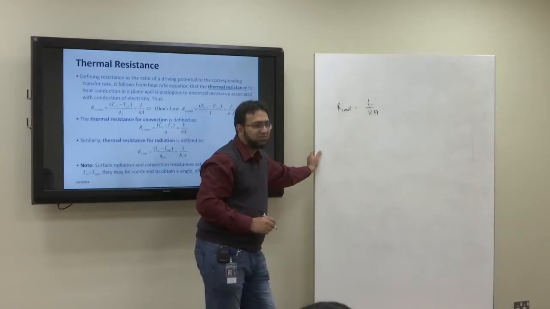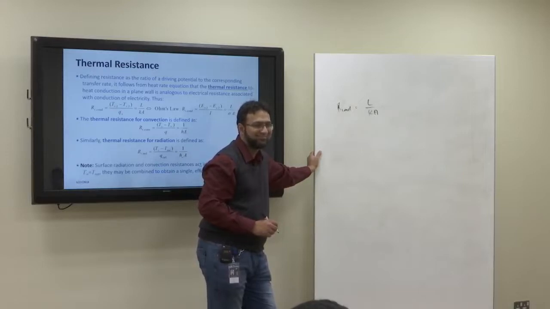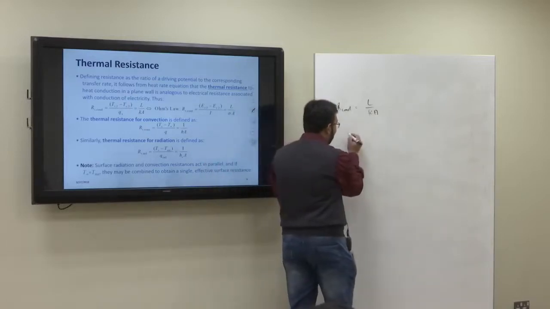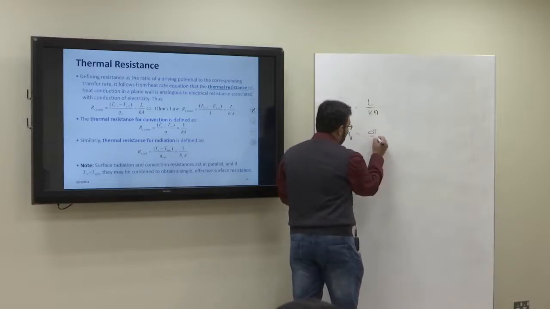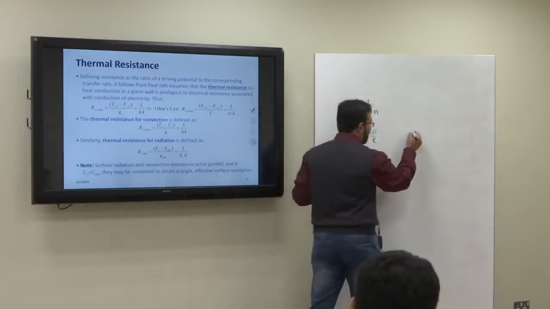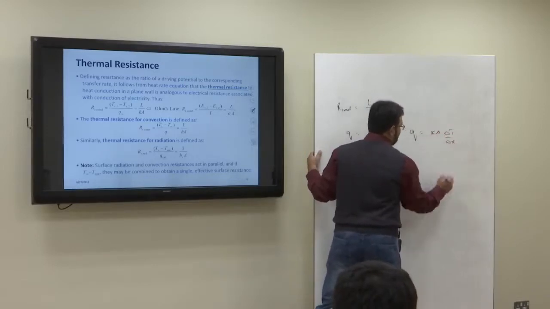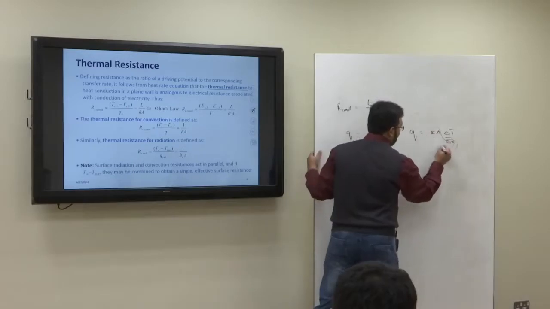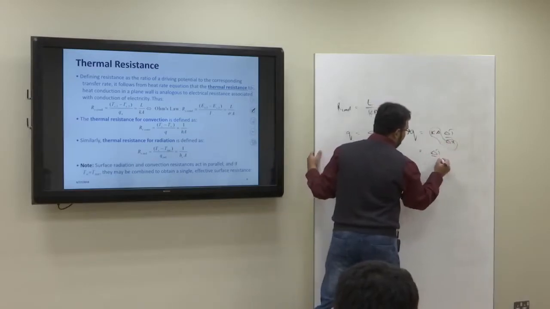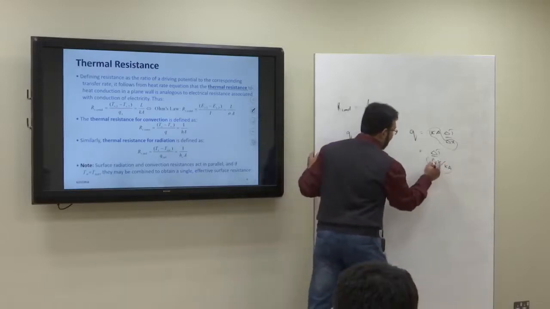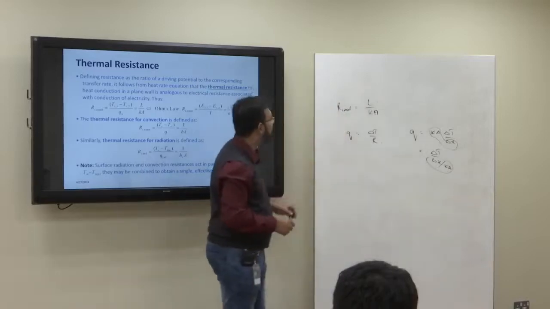And do you remember how this came about? From the thermal energy balance. You remember we say that Q is equal to delta T upon R. Then for conduction we have Q equals Ka delta T upon delta X. And then that means it equals delta T upon delta X upon Ka. And this delta X upon K, delta X is basically the L. So we have R conduction.